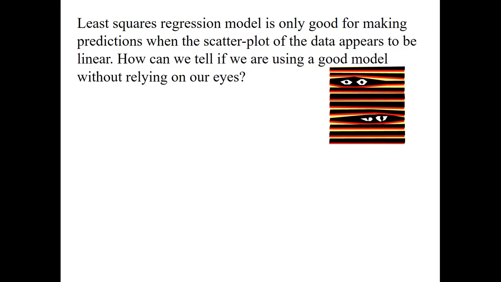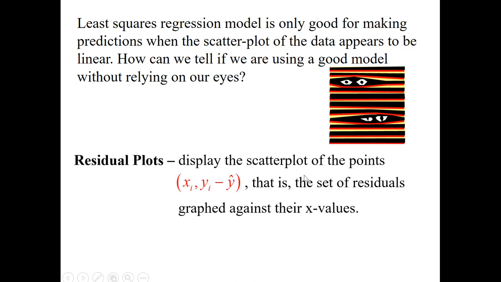If our data is not linear, then we should not be using r, and we should not be talking about r squared and any of this stuff. It doesn't make sense. So how do we do this without just relying on our eyes? Well, we create a residual plot. Our residual plot will display the scatter plot of the points x, my normal x values in my data, plotted against y minus y hat, which are our residuals.